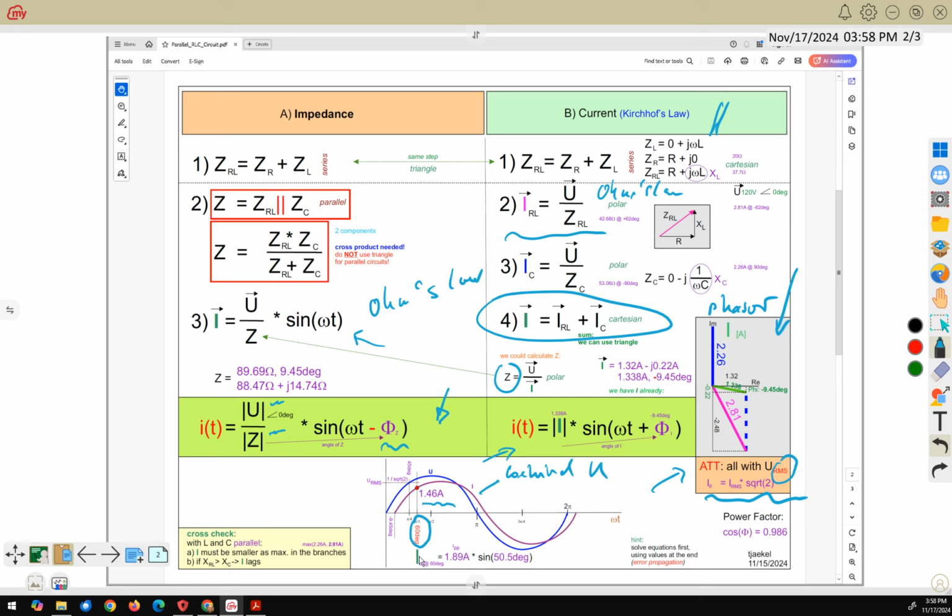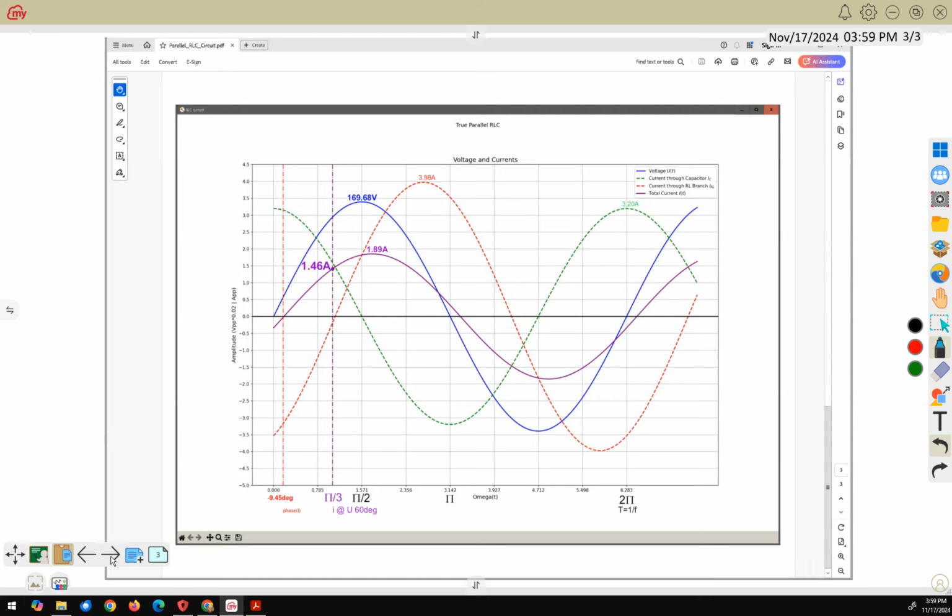Okay, here again 60 degrees voltage. We have a phase shift of minus 9.45 degrees. The current lags a little bit because the inductivity is a little bit larger than the capacitance, so that we have at the end a phase difference, and this matters here in order to calculate the momentary value. The last page is just a graph created by a Python script.